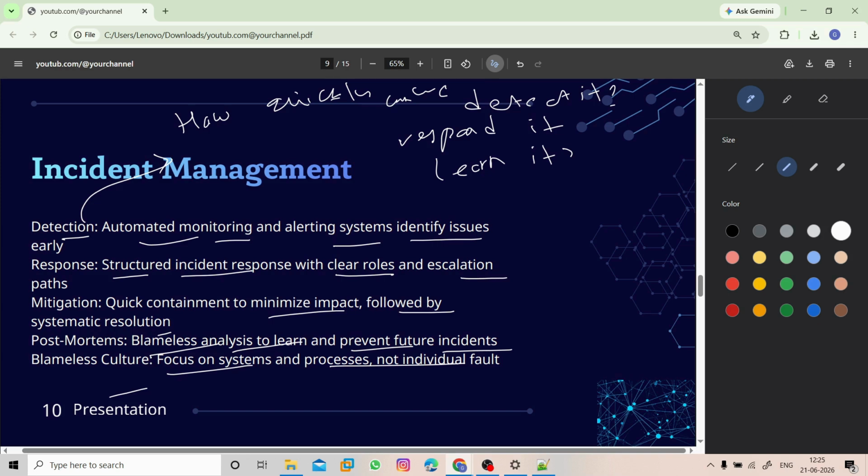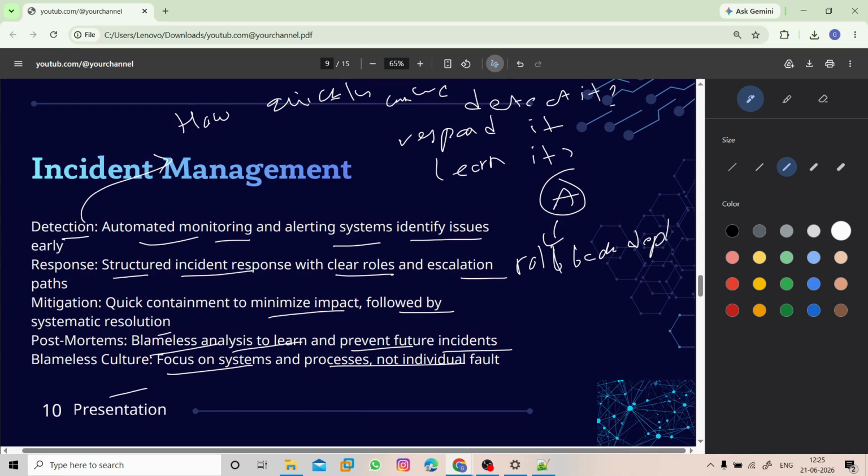Next, after getting the response, we have to do the mitigation immediately, so we minimize the impact, followed by systematic resolution. For example, if one service, say service A, is down, first we need to do the mitigation, like rolling back the deployment.